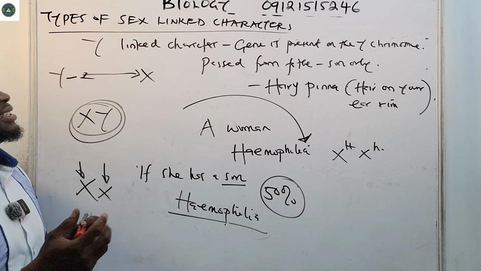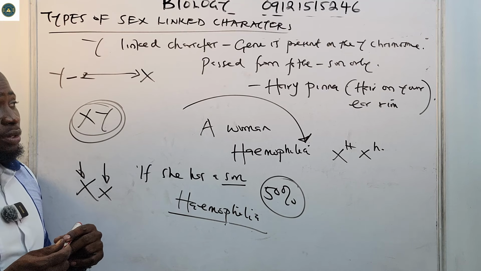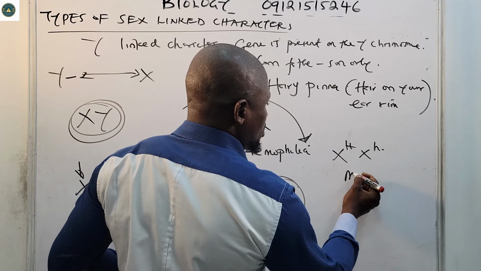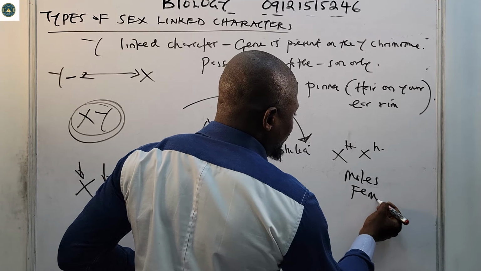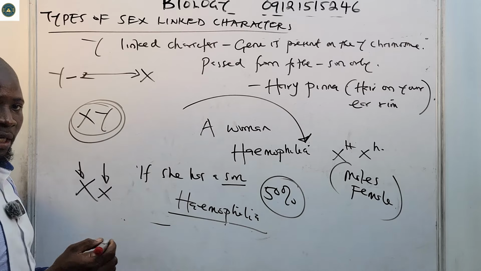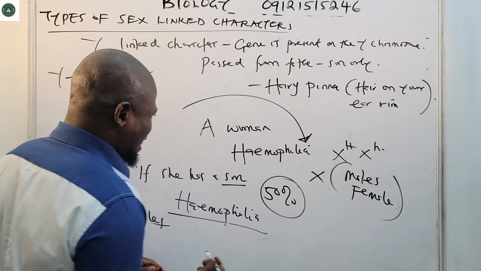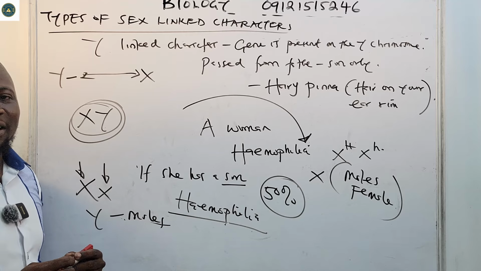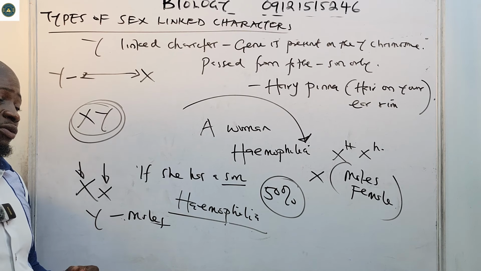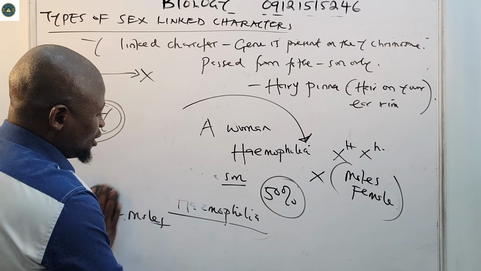So that's a real life example used for sex-linked characters. We have established that X-linked characters can be passed to both males and females, but the Y-linked can only be passed from the father to the son, to only the males. And this helps to explain why some diseases affect males even more than females. Okay, so that is sex-linked characters. I'm sure you have grabbed something from this class.